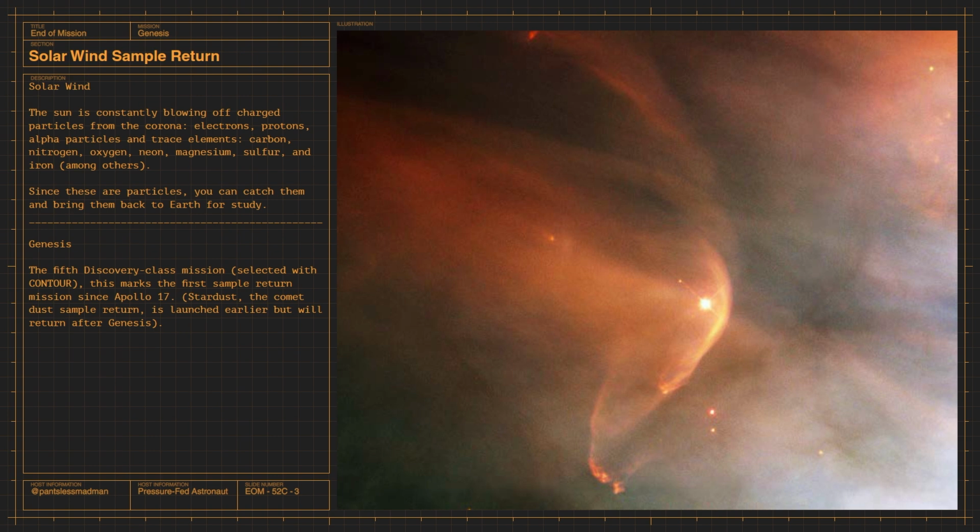So Genesis is the 5th Discovery-class mission, selected along with Contour, the one that exploded. And this marks the first sample return mission done by NASA since Apollo 17. Also the last solar wind sample mission. They had a solar wind collector on Apollo. When we get to the Apollo program, they'll have it.